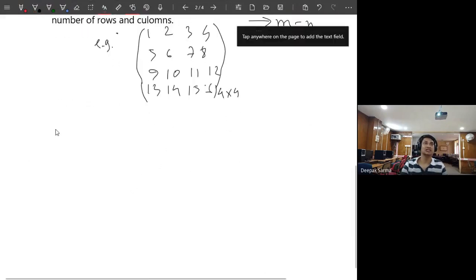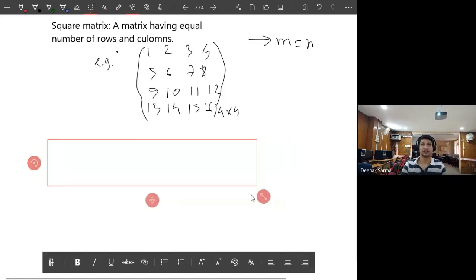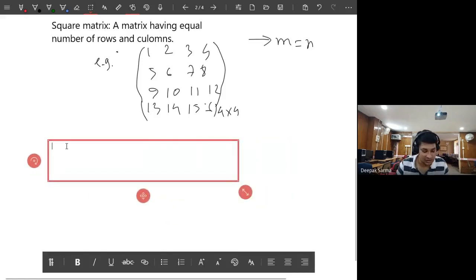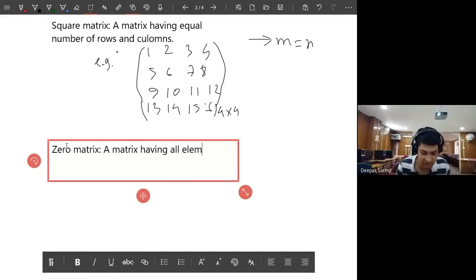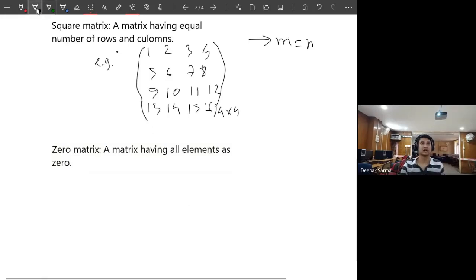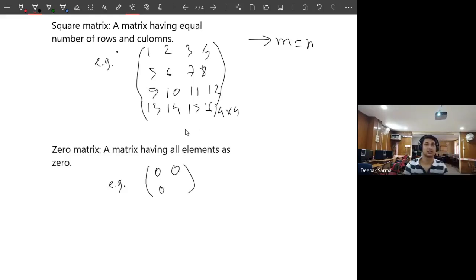Let us define another special matrix. Suppose I consider the zero matrix. The name suggests something. A zero matrix, a matrix having all elements as 0. So it is a zero matrix. Should I give an example? Okay, I can. Suppose 0, 0, 0, 0.